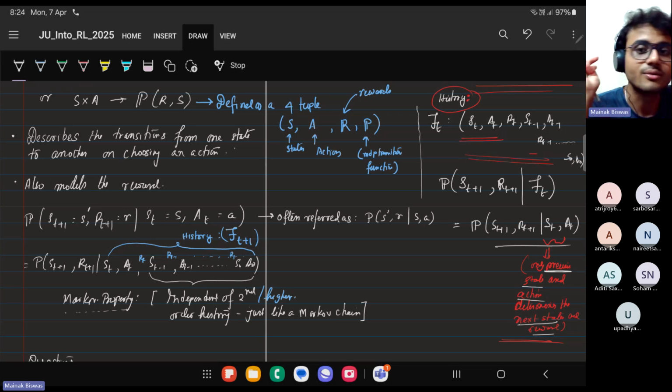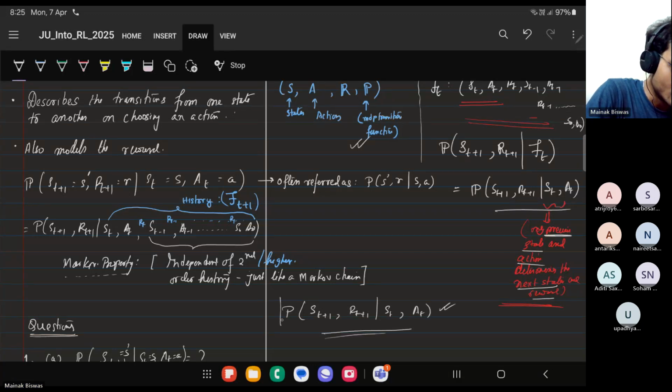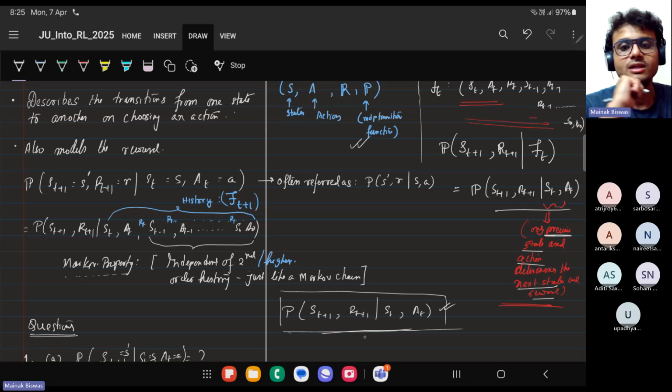Any questions so far? So this is the probability distribution of the MDP. This is the distribution I'll be using throughout: S_{t+1}, R_{t+1} given S_t and A_t. Okay. Any questions?